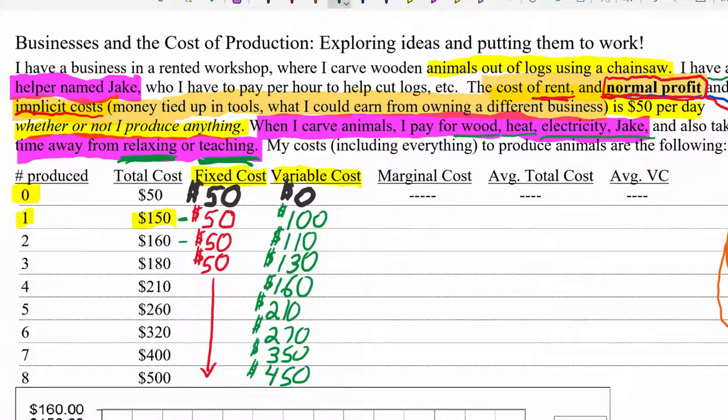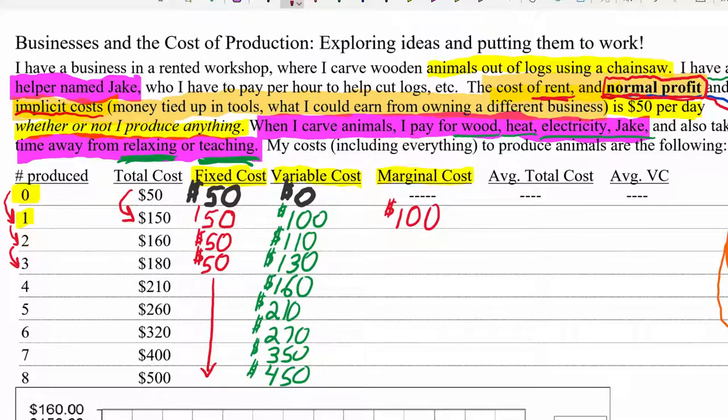Next kind of cost we want to be able to calculate and understand is marginal cost. Well, we know from economics classes that the word marginal means additional or change in. So what we're asking is, what's the additional cost when I produce the first chainsaw animal, the second chainsaw animal, the third chainsaw animal? And we're not going to calculate this for zero. That's why we have this dashed line here. Doesn't make any sense to ask what's the additional cost for zero. But when we produce the first unit, our total cost goes from 50 to 150. So the change in cost, the additional cost, is $100.